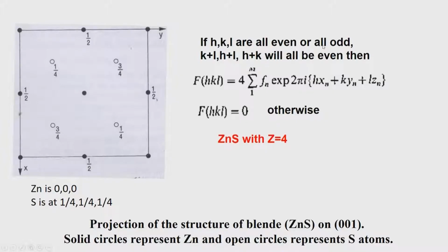So if HKL are all odd or all even, the summation of each one of the two components will become even, and therefore this expression exists. That means the systematic absences now will be enormous, and many of them will be absent in this F-centered lattice. In fact, this is something which is given later to you in powder diffraction as a thumb rule. The thumb rule is that if you have a crystal system which is a simple primitive lattice, or if you have a system which is centered, maybe face centered, the other one is body centered.